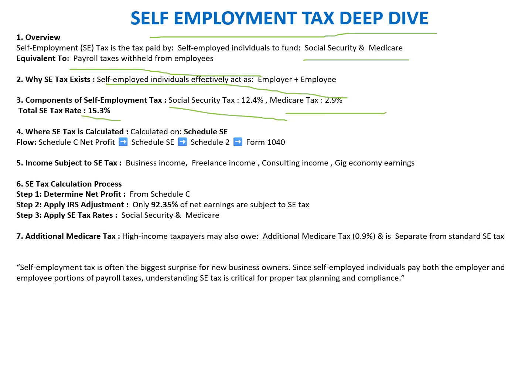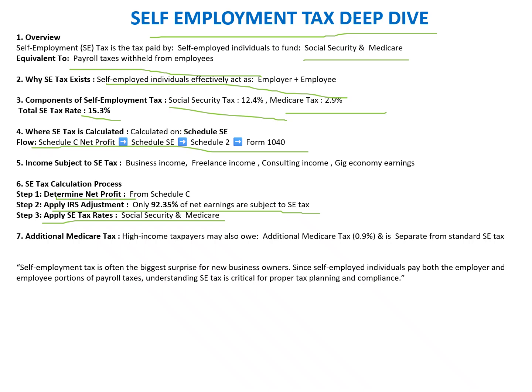Total SE tax is 15.3%. It flows from the Schedule C net profit to Schedule SE, from Schedule SE to Schedule 2, and from Schedule 2 to Form 1040. So first we have to determine the net profit from Schedule C. Then we apply the IRS adjustment, which is 92.35% of the net earnings subject to the SE tax. Then we apply the SE tax, which covers Social Security and Medicare tax.